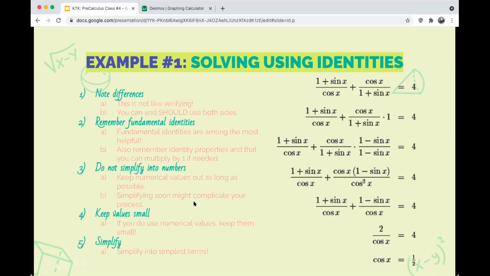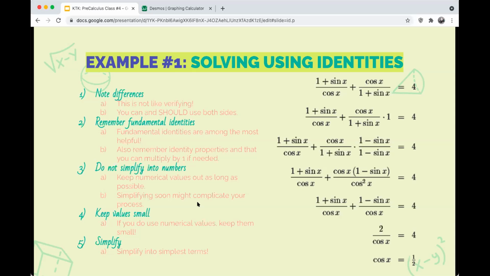Do not simplify into numbers. That's an important one. Keep numerical values out for as long as possible when you're solving. So don't just say, oh, I know that cos x is equal to this, I know that when cos x is equal to this number, x is equal to this number. It's just not helpful for you, and you'll just put yourself into a trap. So definitely don't do that. Simplifying too soon might complicate your process. Keep values small. If you do end up using any numerical values, keep them small.